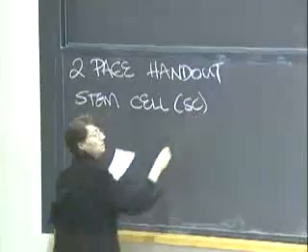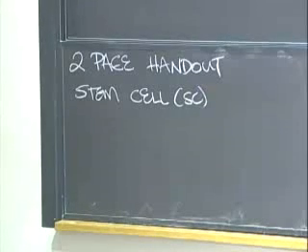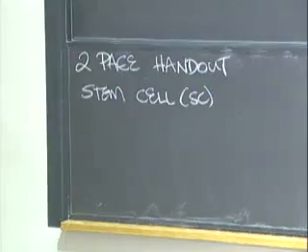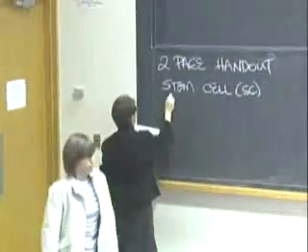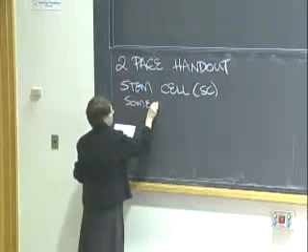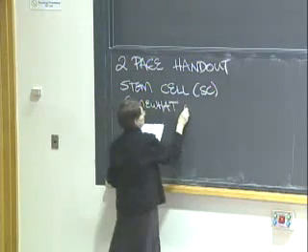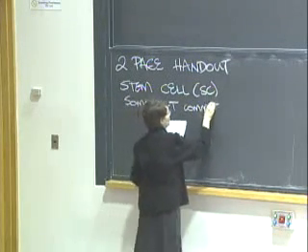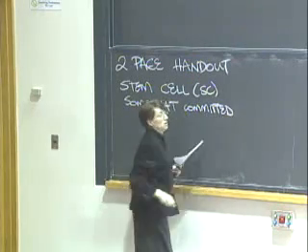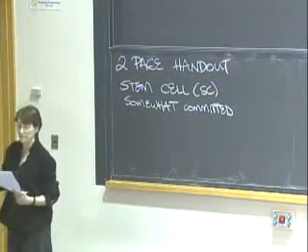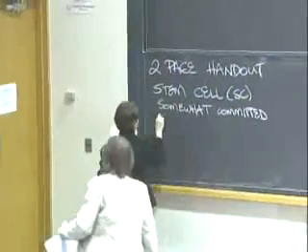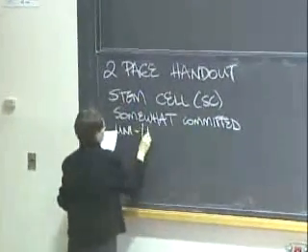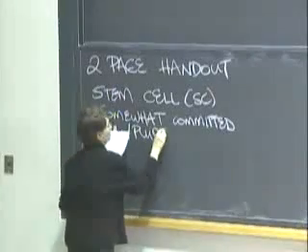Stem cell, which I will heretofore abbreviate SC, is a cell type that I am going to refer to as somewhat committed. So that's deliberately vague. This is not a committed cell type, but it's somewhat committed. It knows more or less what it's going to become. It can be either unipotent or pluripotent or totipotent.